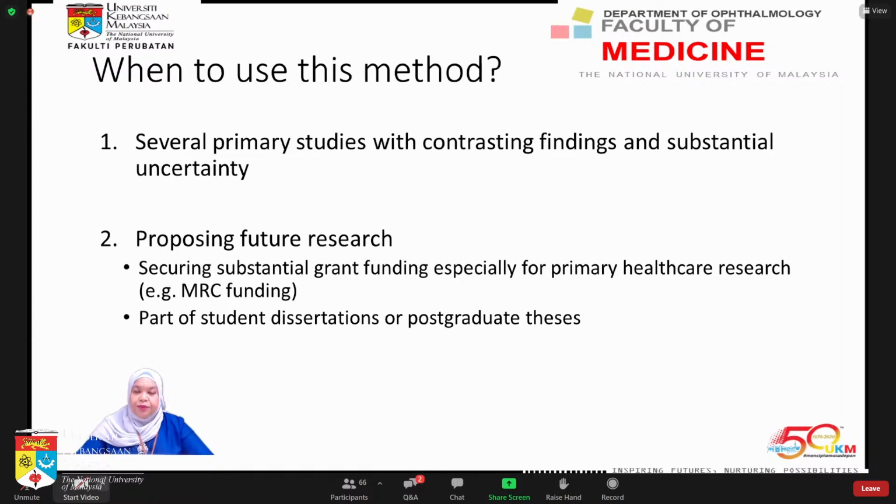Okay. So when do you use this method? You can use this method if you want to propose future research, especially when you're doing a big grant. I always use this for the postgraduate dissertation or thesis, especially in the PhD. So PhD students usually use this method because it gives you a gap in the current research. And it's also very good when you have several primary studies with contrasting findings and very uncertain. You don't know whether this study says it's negative, the other study says it's positive. So you don't know which study is the best study.